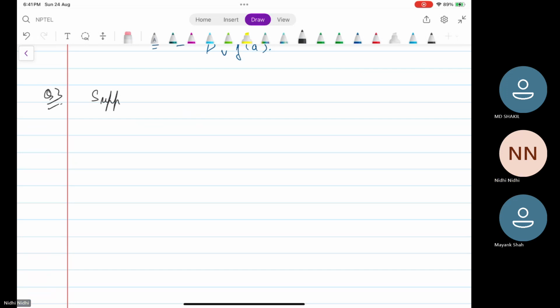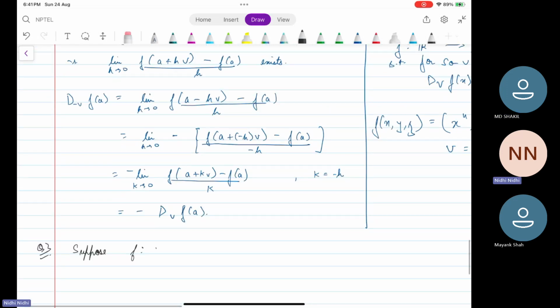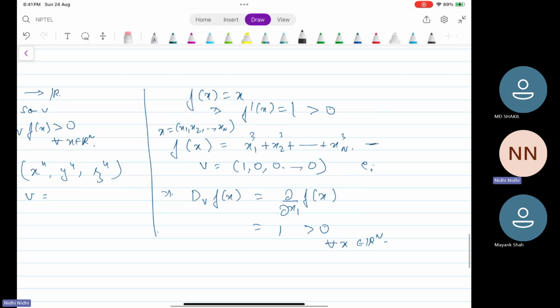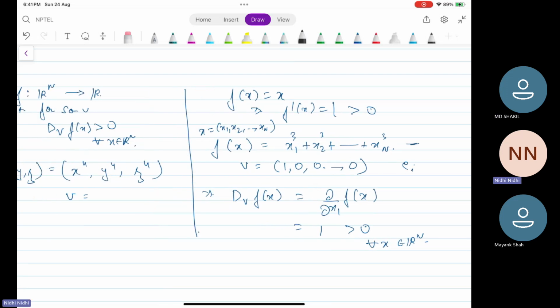Suppose f is a function. We are taking a linear function there. Yeah, because it's easier, no? We can easily evaluate the partial derivative. Yes. That's why we are taking the sum.